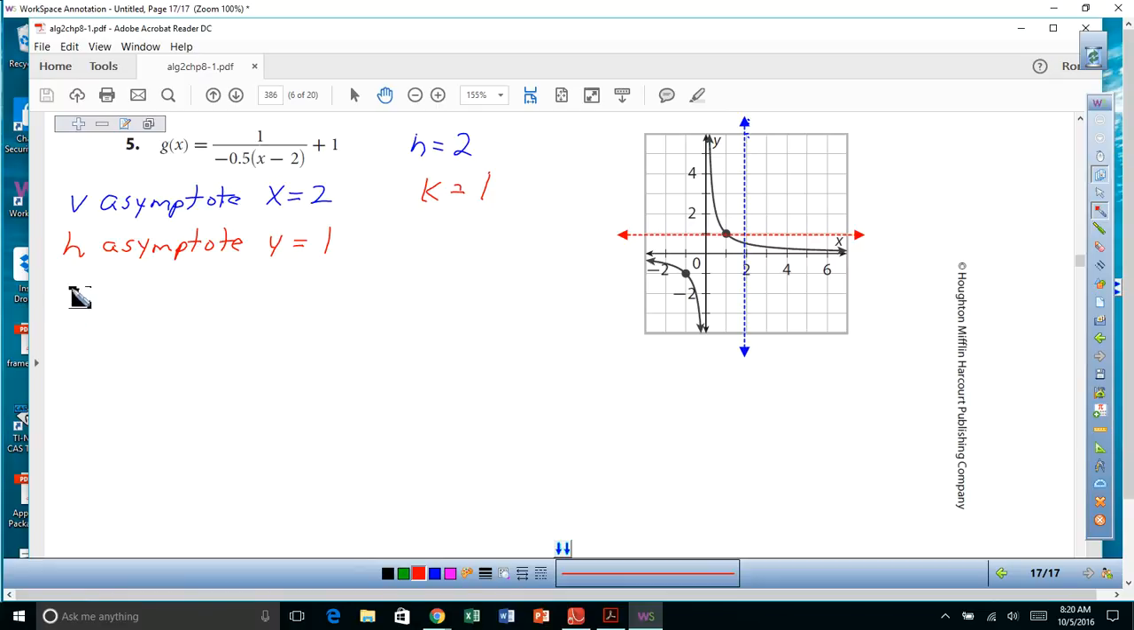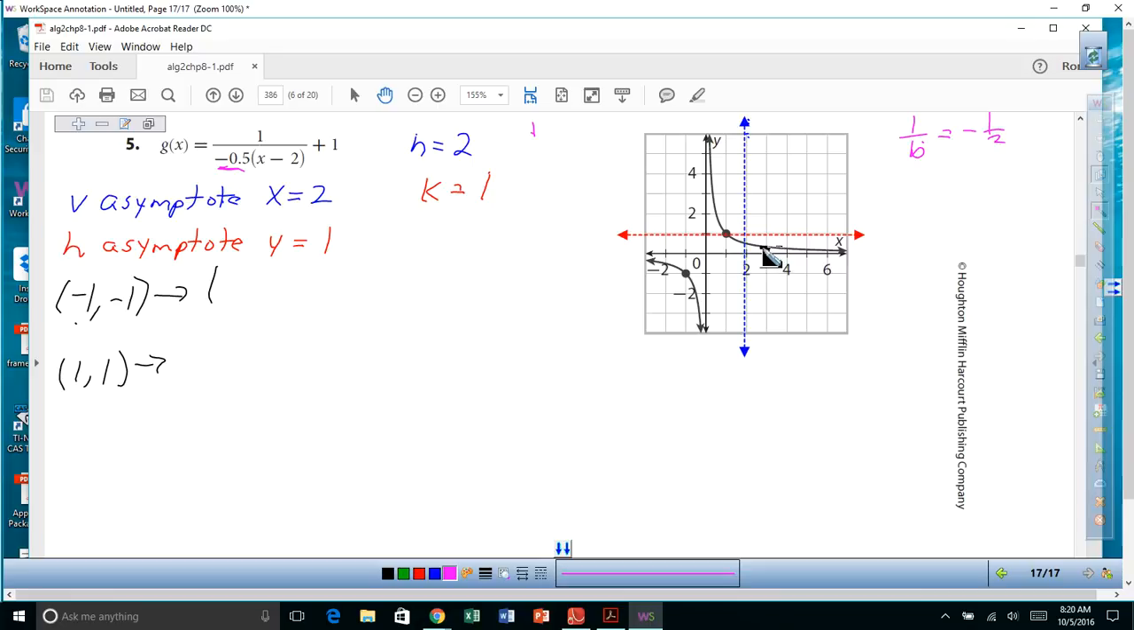Right, the next step is to make our transformations. And we'll start off with -1, -1. And then don't forget about 1, 1. And we'll make our little moves here. What do we got? Okay, so we've got a b this time. Let's do it over here. B equals, remember that's supposed to be 1 over b. 1 over b equals -1/2.